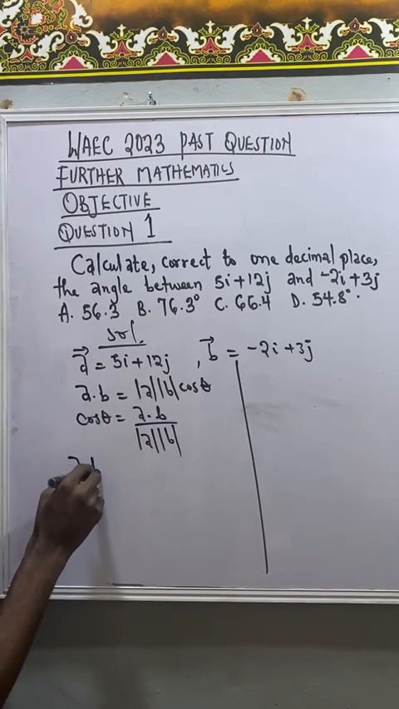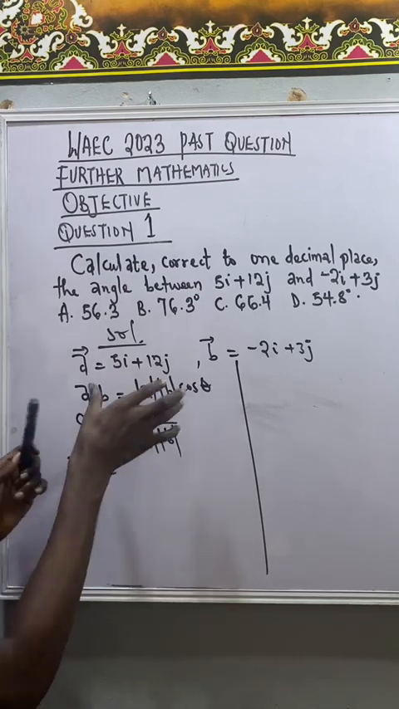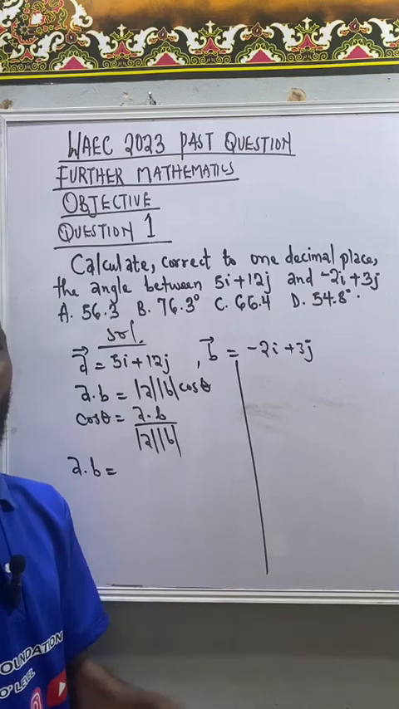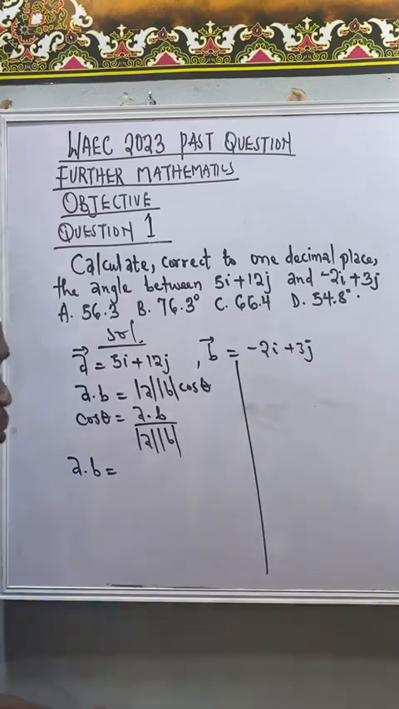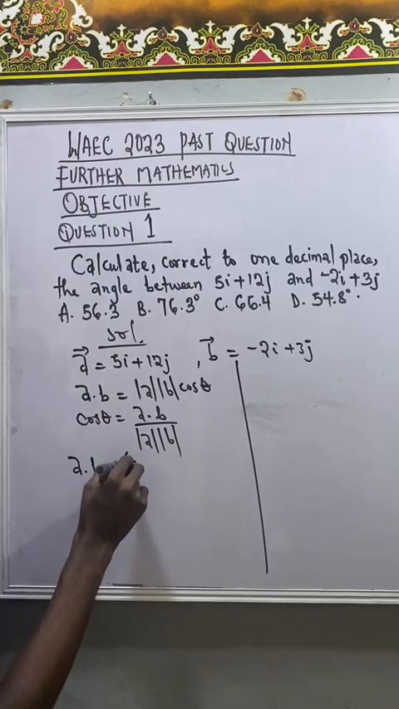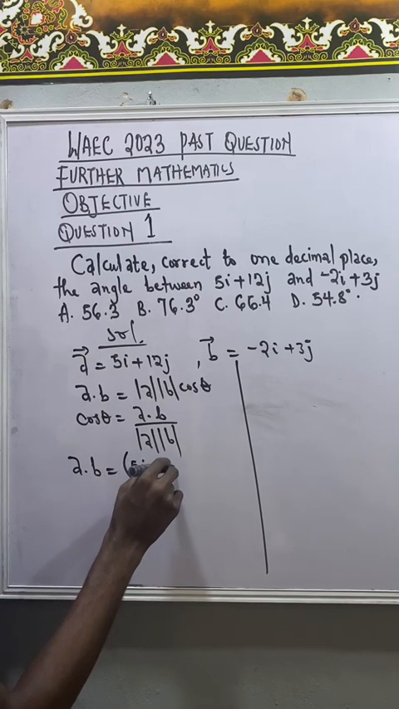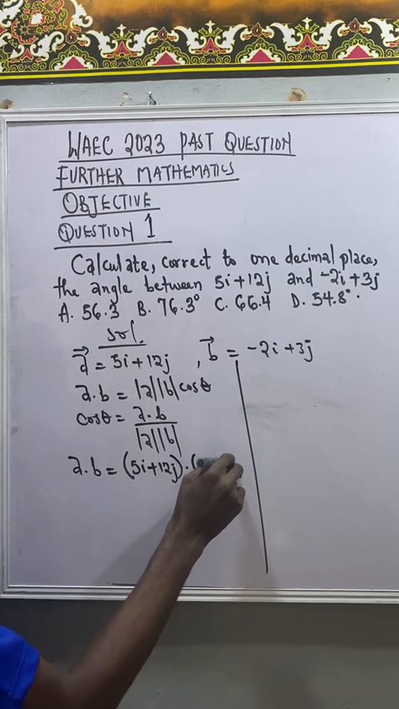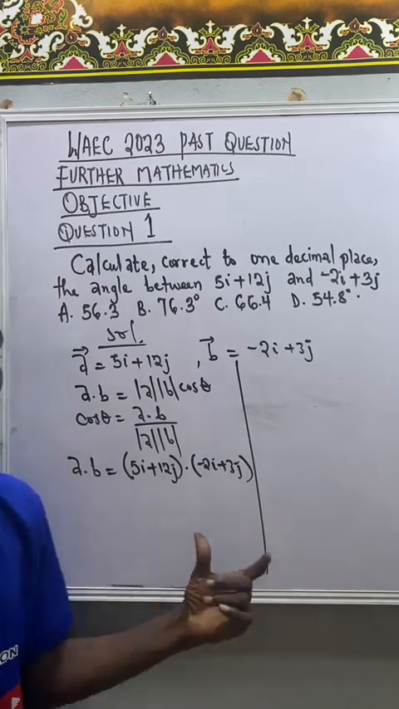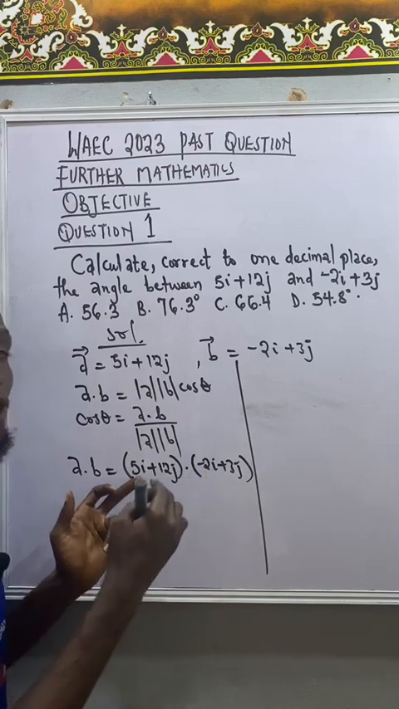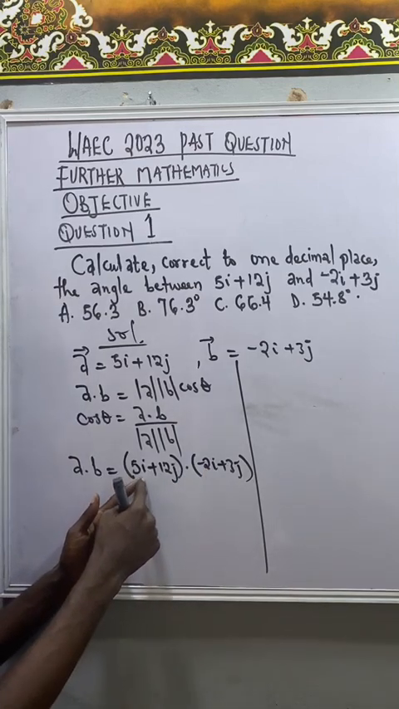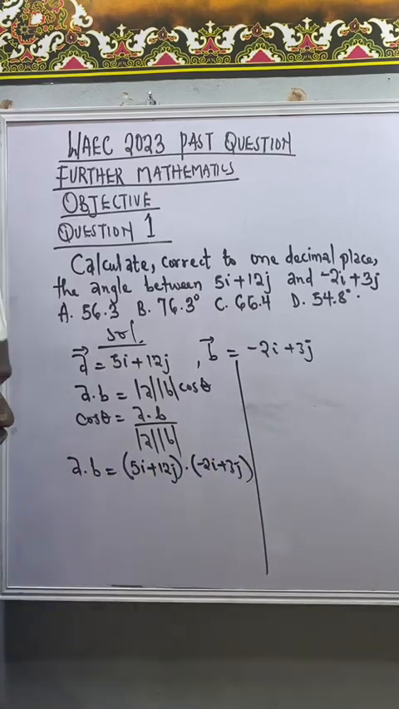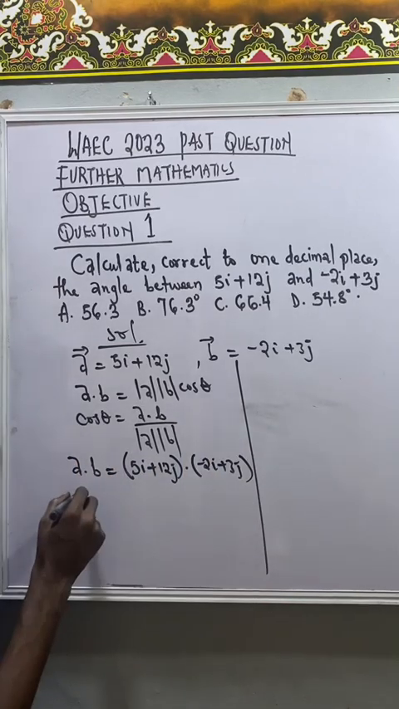Now, I need to first calculate A dot B. How do I find A dot B? That means I will multiply this and this together using dot product. The other one is cross product, but that's not what we are using here. Now, that's 5i plus 12j dot minus 2i plus 3j. To multiply using dot product, I will multiply correspondingly. Let the i part multiply the i, let j multiply the j part. So we multiply component by component.